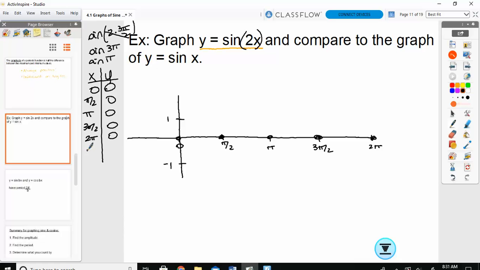What would happen if I plugged in pi over 4? Pi over 4 is like 45 degrees, so it's in the middle here. 2 times pi over 4 is pi over 2. What's the sine of pi over 2? 1. If I put in 3 pi over 4, that would be right here. 2 times 3 pi over 4 is 3 pi over 2. What's the sine of 3 pi over 2? Negative 1.